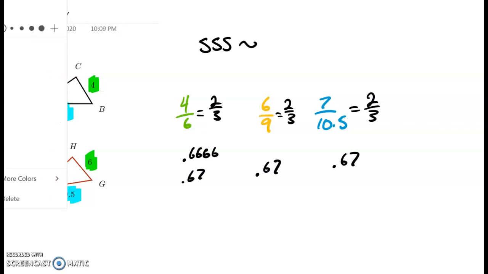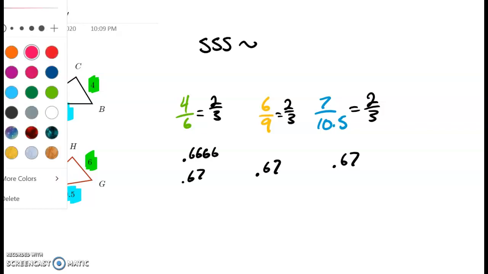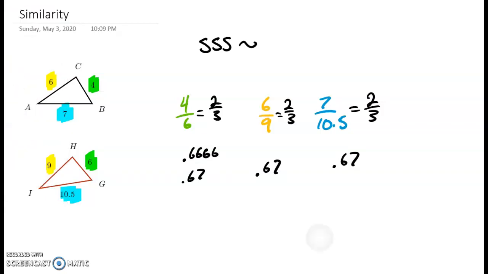So because the three ratios simplify to the same thing, we can say that the triangles are similar because of side-side-side similarity. So triangle ABC is similar to triangle GHI because of side-side-side similarity.